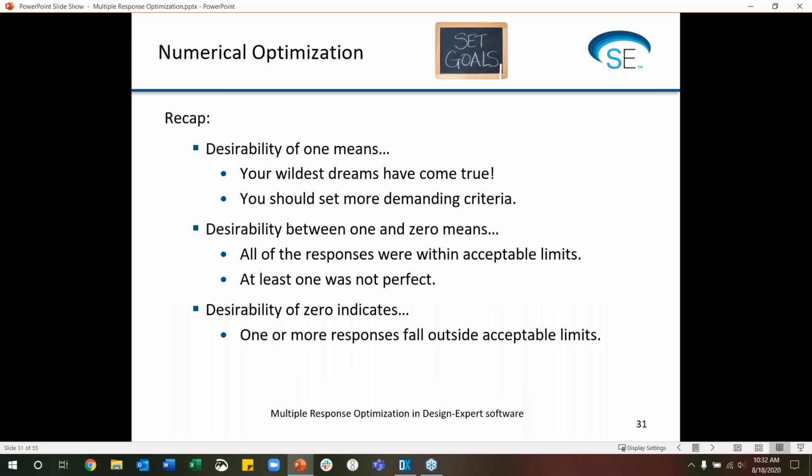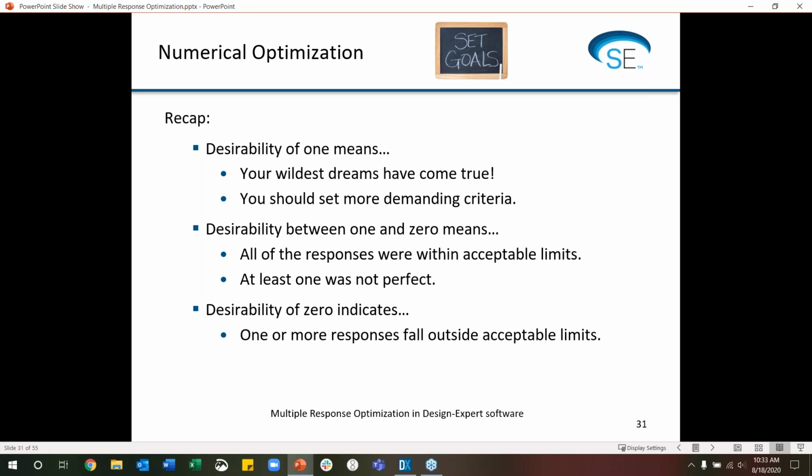Okay, so let's recap the desirability first, and then I'm going to get into the search function. If you get a desirability of 1, that either means that your wildest dreams have come true, or more realistically, you should set more demanding criteria. You can ask for a little bit more out of your system because you haven't actually found the real optimum yet.